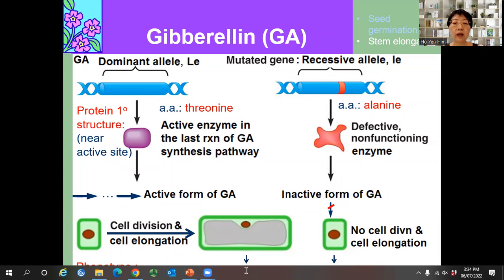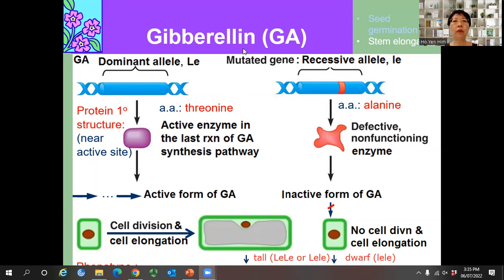Here you have this arrow, and this arrow leads to a tall plant. This tall plant is coded by LE LE or LE le, so it's either homozygous dominant or heterozygous dominant. Whereas this one leads to a dwarf plant. Remember, a dwarf plant is very short. This is coded by the homozygous recessive, written in italics.